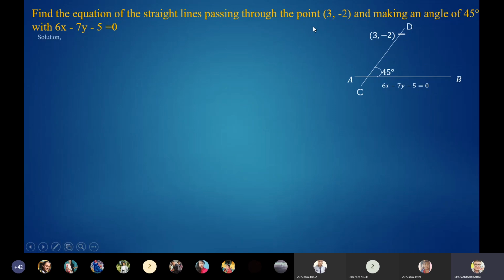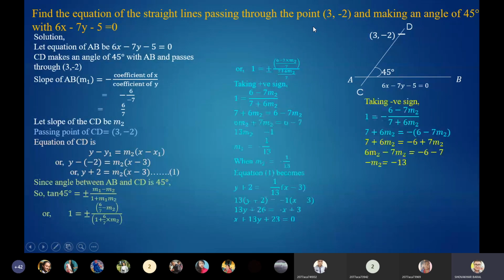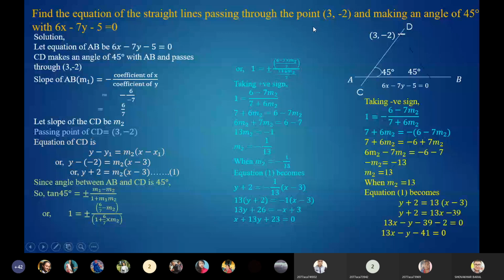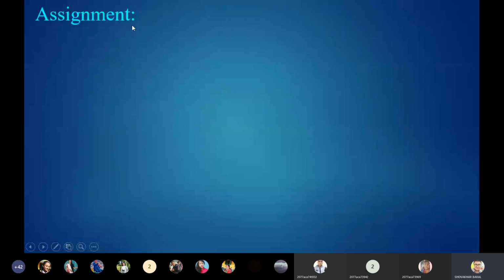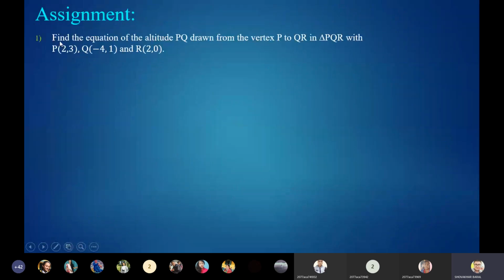So I will provide the solution later. You can copy the solution later if you don't understand. Now you just copy the question and I'll go to the next slide. Okay, this is the assignment for you. Assignment number 1, find the equation of the altitude. I'll just give you the hint here, and I expect you to do these questions.